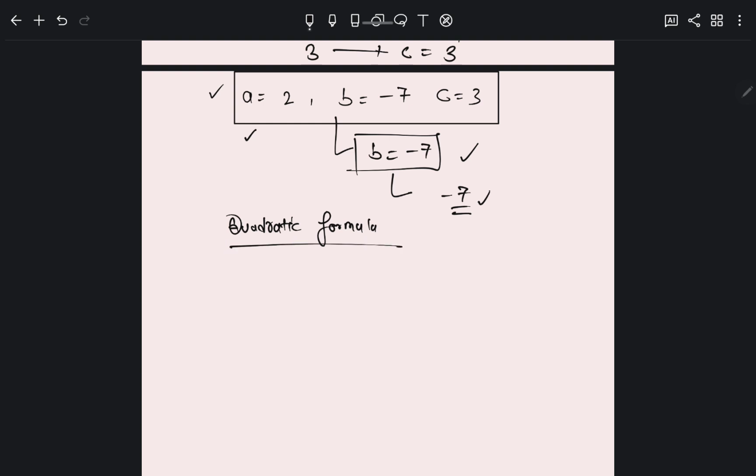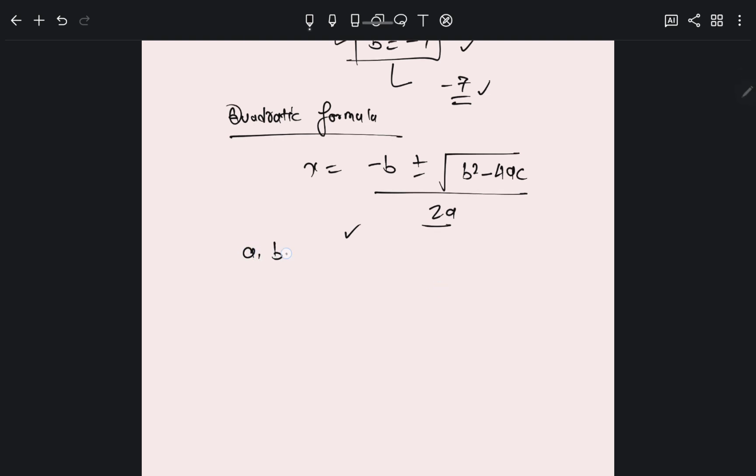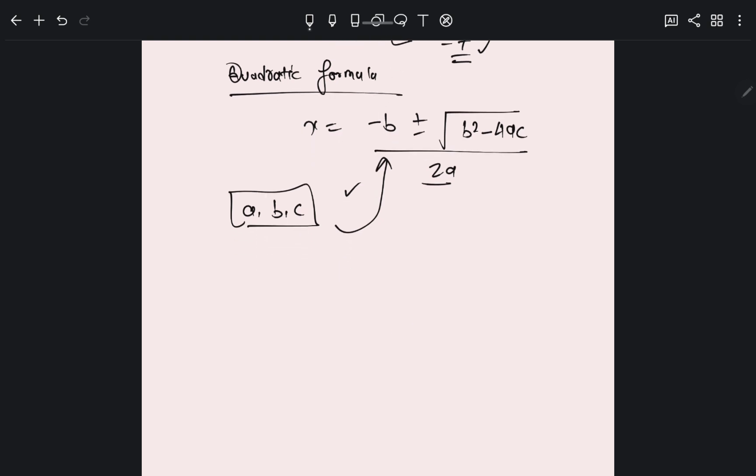What is the formula? Look, the formula is x equals minus b plus or minus square root of b² minus 4ac, upon 2a. This formula helps us find the value of x in any quadratic equation. Now we have to put the values of a, b and c in this formula. Let us substitute the values one by one. We already know the values of a, b, c, so we just have to put them in.